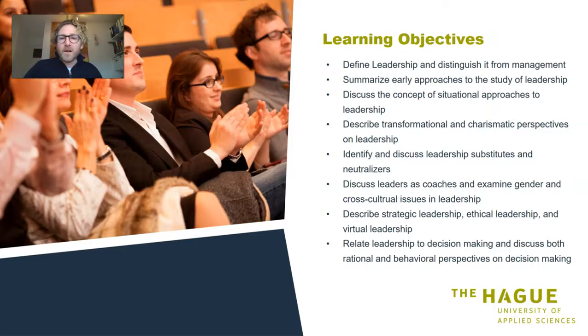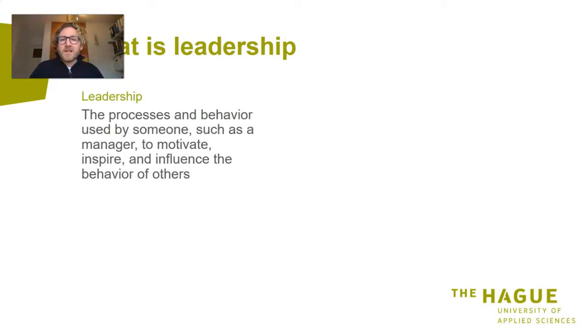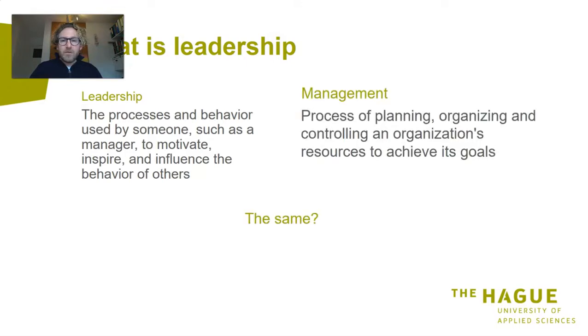But first, what is leadership? So, where management is a planned skill that can be taught, leadership is more a trait. As it's a trait, it can't be trained, it is already present. Of course, you can train it to become more obvious. So, leadership is the process and behavior used by someone, such as a manager, to motivate, inspire, influence the behavior of others. So, management is actually just a role. So, management is the process of planning, organizing, and controlling an organization's resources to achieve its goal.